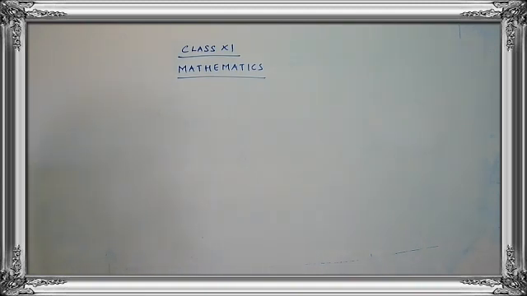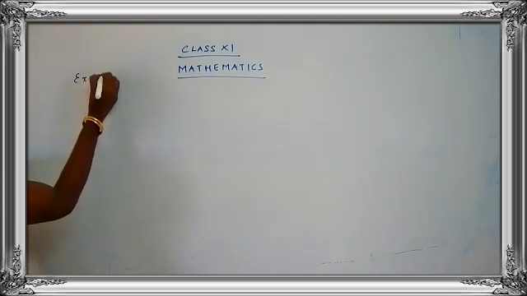Write neatly children. Sum number 12. Eliminate theta from the equations a sec theta minus c tan theta is equal to b and b sec theta plus d tan theta is equal to c. Have you taken down the question? Okay, let's go for the answer children.